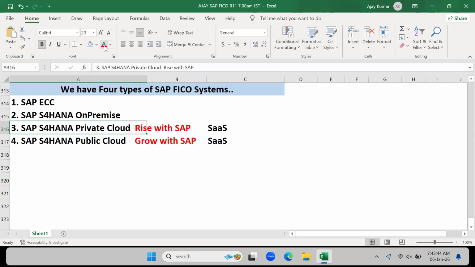Yes. The core concept of SAP FICO will remain the same. Whether you take ECC or you take S4 HANA, it will be the same. There won't be any differences. Minute cosmetic changes will be there.